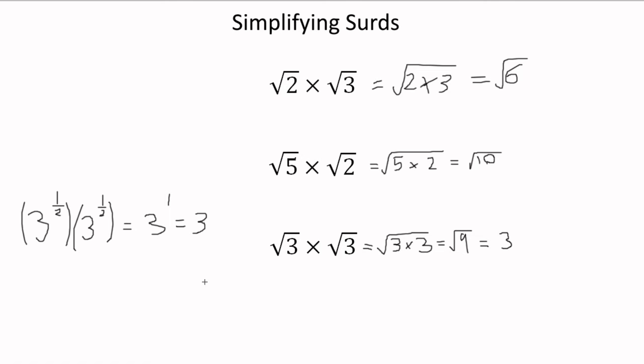Simple as that. You could also write it in terms of root 3 squared, because if you multiply anything by itself, it's just a square. And the square root and the square cancel each other, and that is equal to 3. And we can show that because we know that 3 to the power of a half, all to the power of 2, is also just 3, because half times 2 is just 1. So that's 3 different ways you can prove that if you multiply a surd by itself, you just get the number.